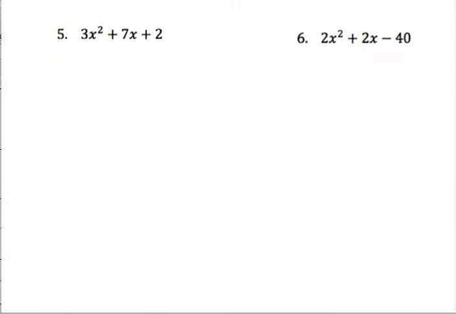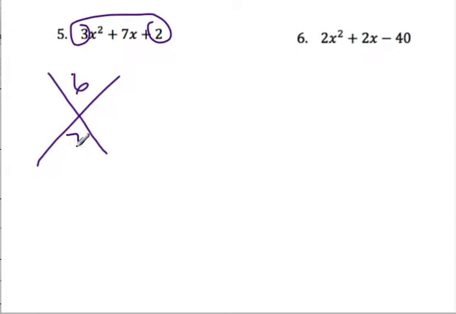Now, let's take a look at number 5. Remember, in order for me to get my top, I need to take 3 and multiply it times 2. Don't forget the multiplication step. So I'm going to get that I'm multiplying to 6 and adding to 7. Well, to do that, I'm going to use 6 and 1. So I'm going to use that to split up the 7x.